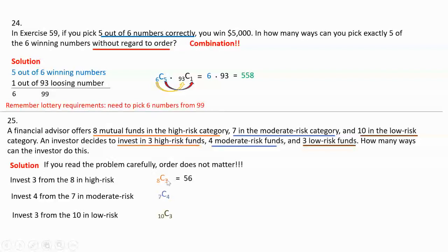You multiply them out, right? So 8 combination 3 will give us 56. 7 combination 4 will give us 35. And 10 combination 3 will give us 120. So we multiply them out. And that's my result, 235,200. And I believe this was the last problem on this review.